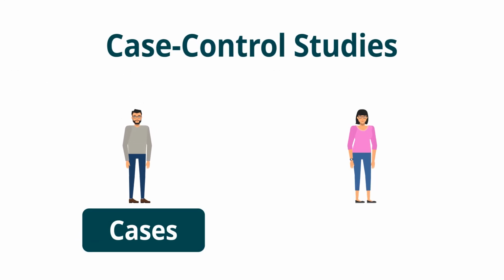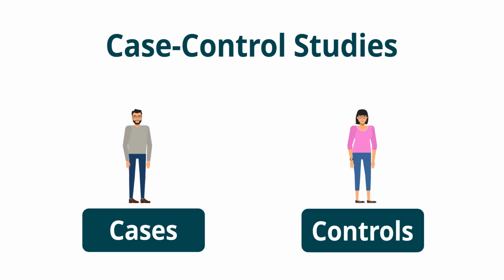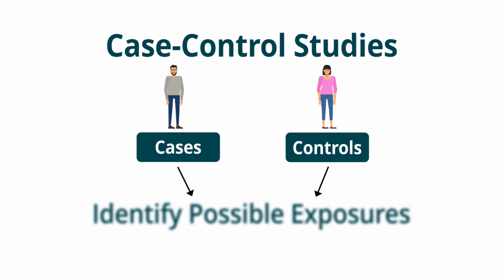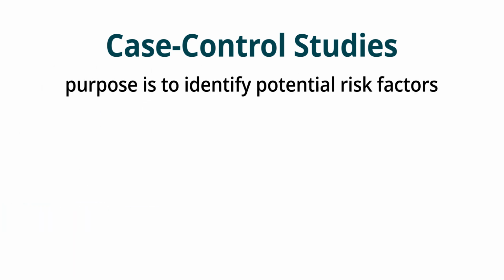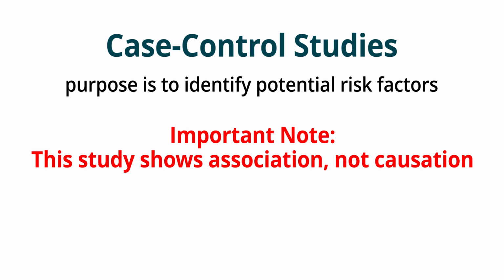A case control study compares people who already have a condition, called the cases, with people who do not, called the controls. Researchers then look backwards or retrospectively to identify possible exposures that might be linked to the condition. The main purpose is to identify potential risk factors. It's important to note this study shows association, not causation.